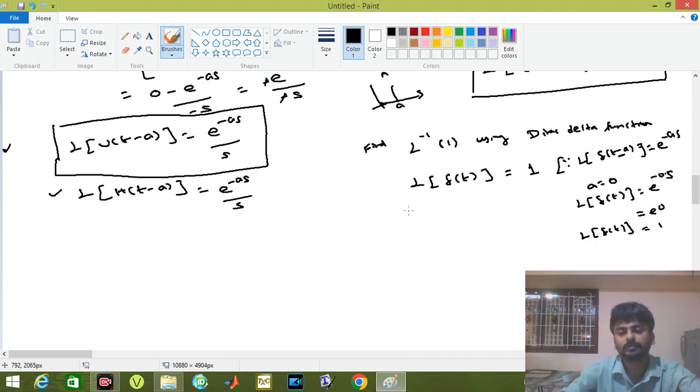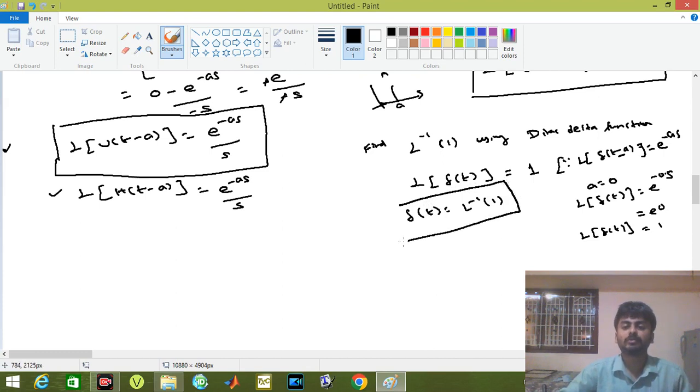So this is what they have asked. L of delta of t equals 1, so L inverse of 1 equals delta of t. We know what L inverse of 1 is: L inverse of 1 equal to delta of t. Okay, so you have to know this.